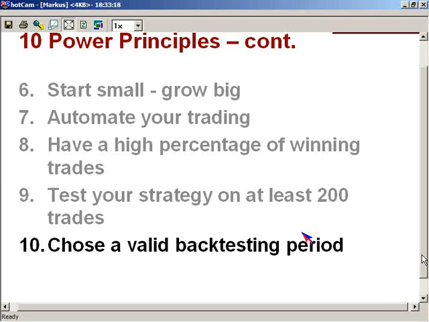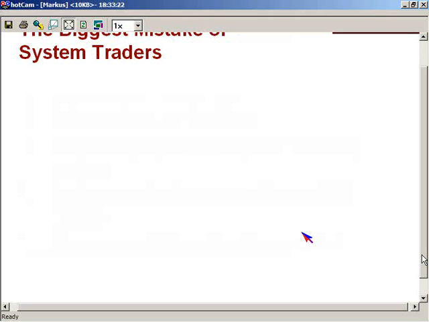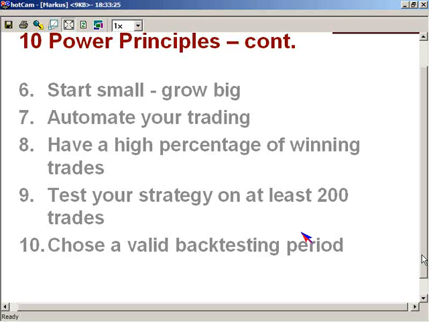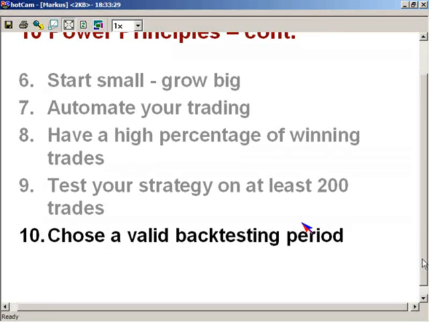I do not believe that you have to test it on thousands of trades, but you want to be at around 200 trades. And number 10, I don't have a chart for this. Choose a valid backtesting period. What do I mean with this? If, for example, you're right now looking at electronic grains, you know that the electronic grains were introduced in August 2006, right?